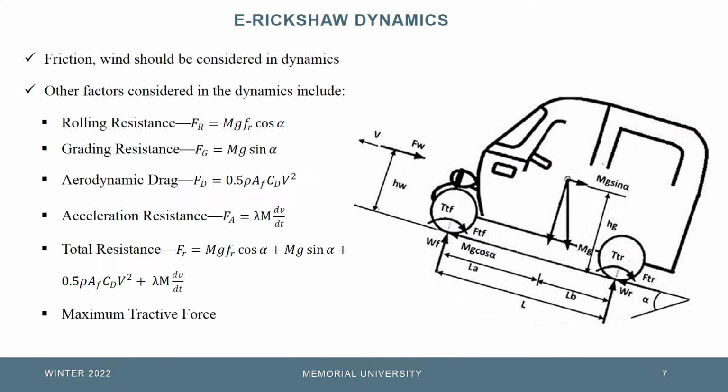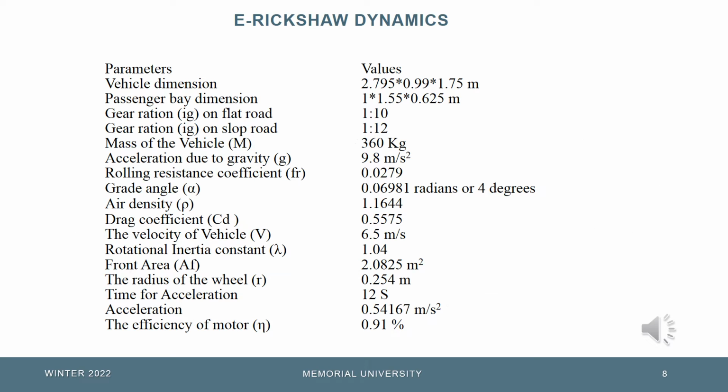When trying to evaluate and model the performance of a rickshaw, some factors like friction and wind are important in the analysis. Other factors that should be considered include the rolling resistance, which is the frictional force experienced between the tire and the ground while the vehicle rolls. The grading resistance talks about when the vehicle is climbing a slope. The aerodynamic drag is associated with the wind. The acceleration resistance is just.